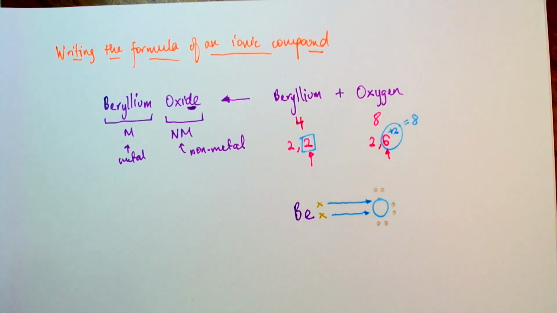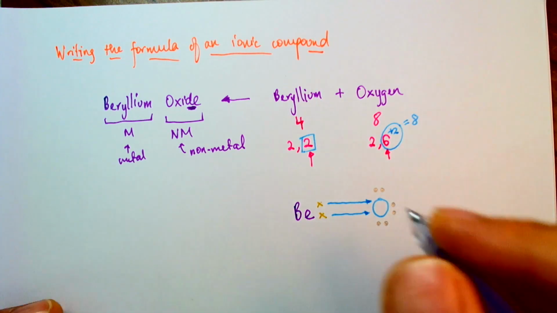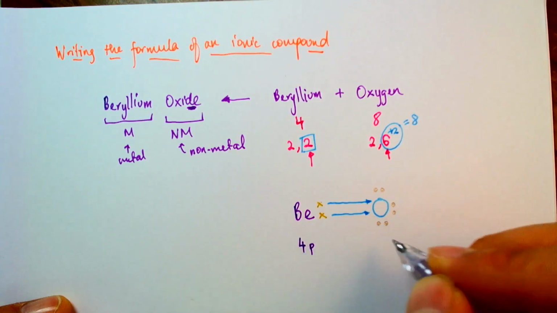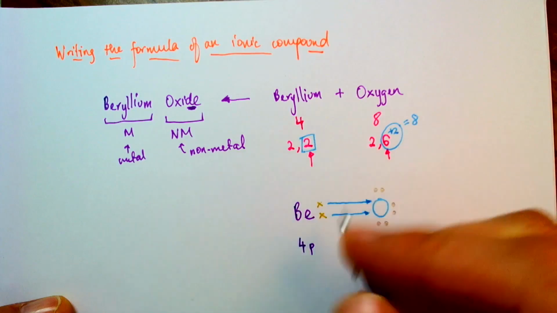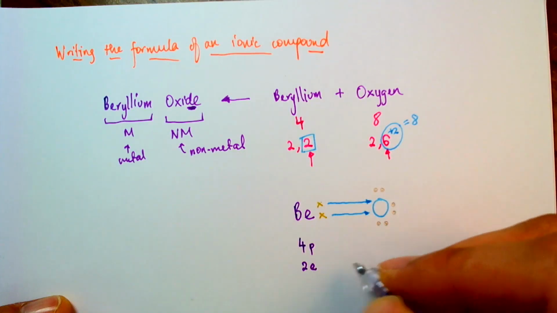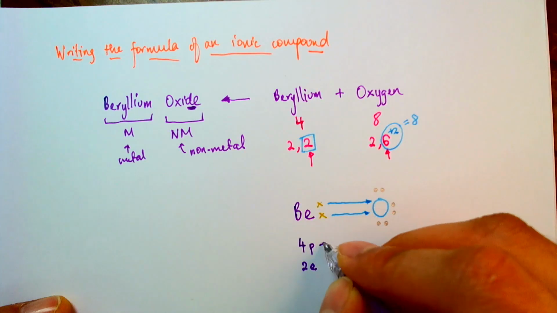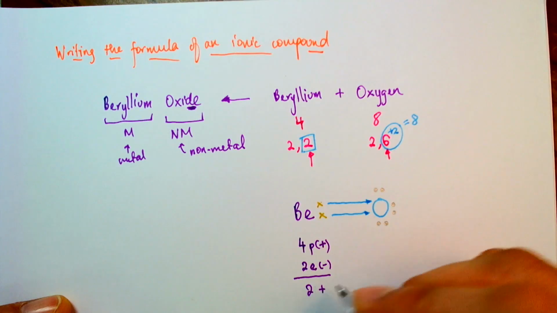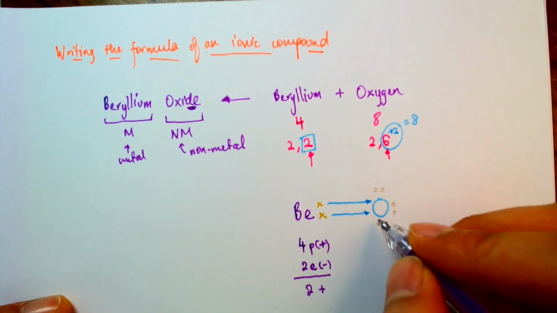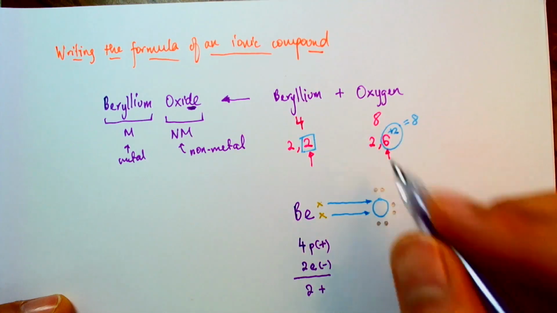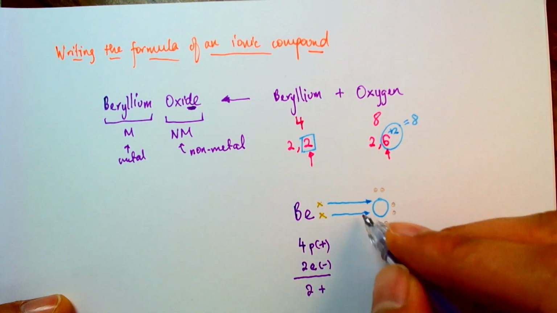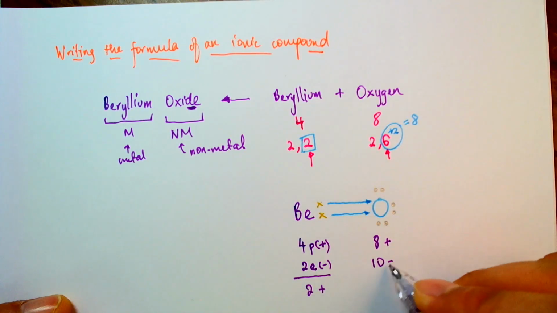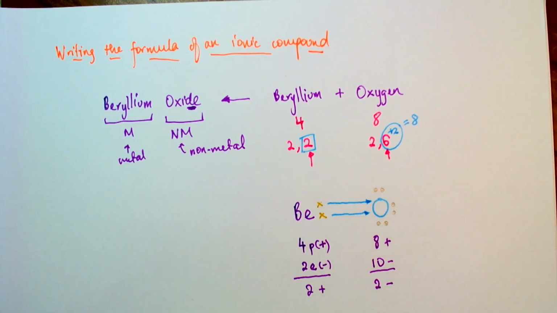Now that beryllium has lost 2 electrons, remember it still has 4 protons, so beryllium still has 4 protons, but since it lost 2 electrons, it's now got 2 electrons. Since the protons are plus, and the electrons are minus, beryllium now has a net charge of 2 plus, whereas oxygen got an extra 2 electrons. It's element number 8, but now it's got 10 electrons because 8 and 2 makes 10, so it's got a net charge of 2 minus.